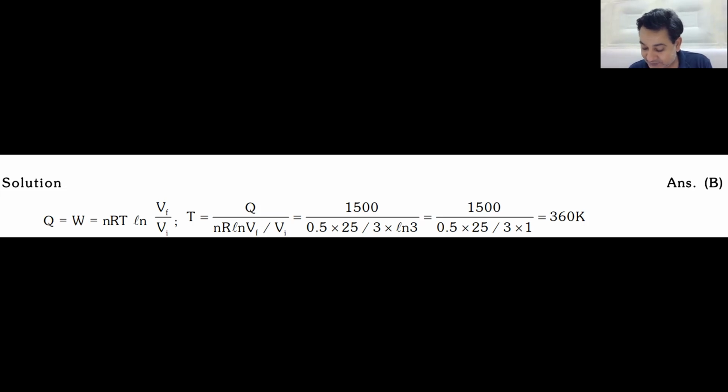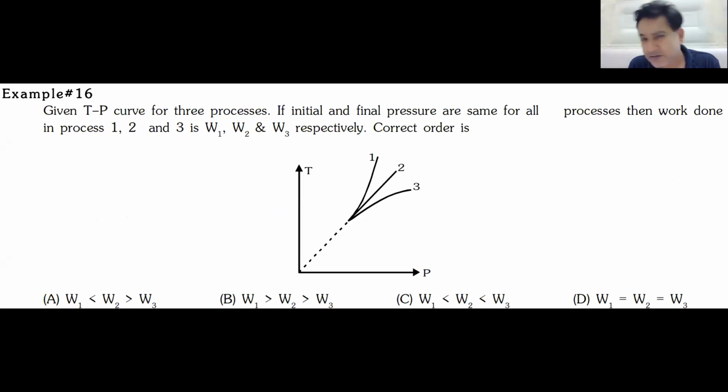And now let us see if you can tell me this one. Remember, whenever a question comes in a JEE, they will not give you the most expected graph. They will give you the least expected one. TP graph, not PT, it is TP. They change the axis sometimes. A TP graph is given for 3 processes. If it was a PV graph, this question would have been a cakewalk, but then they make it a TP graph. Initial and final pressures are the same for all the processes.